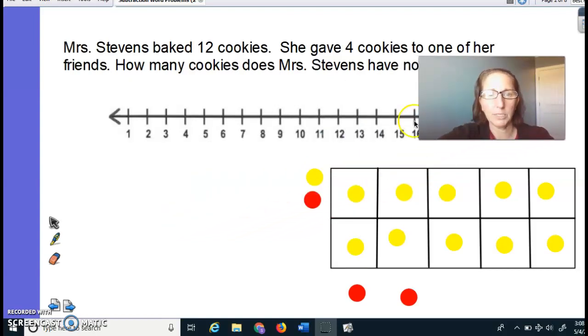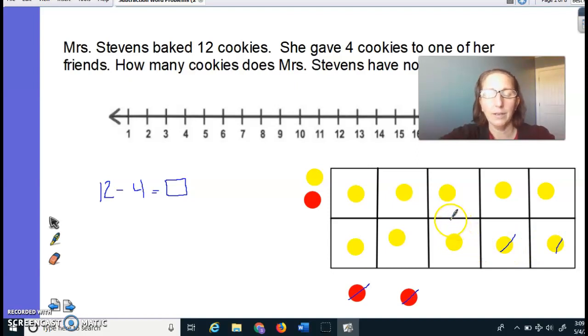So we need to write our number sentence. Our number sentence is going to start with how many cookies Mrs. Stevens started with. She started with 12. She gave away 4. And now we're going to see how many cookies Mrs. Stevens has left. So the way we've always done subtraction problems is we just take away. On this chart, your 10 frame, you could just take away 4 by just marking them out. 1, 2, 3, 4.